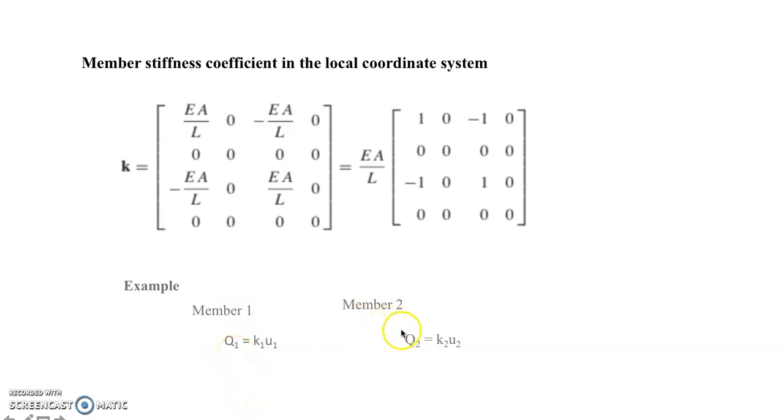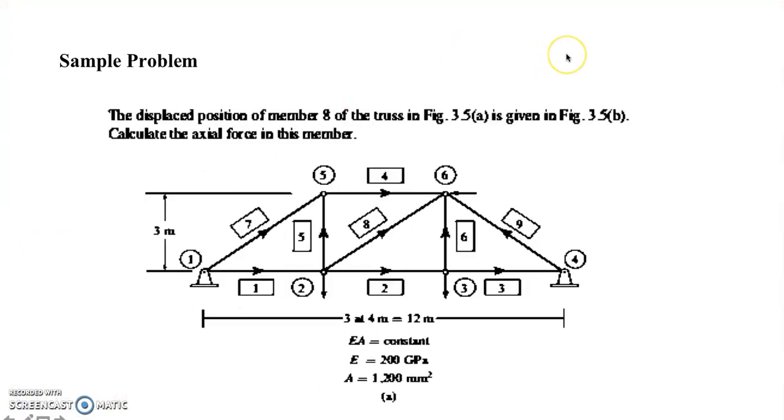Same with member 2. If there would be 8 members, meaning to say you're going to solve 8 member end forces using these equations that we have introduced. So basically, that is the relationship between member end forces, member end displacement, and stiffness coefficient in the local coordinate system. So let's have a sample problem.